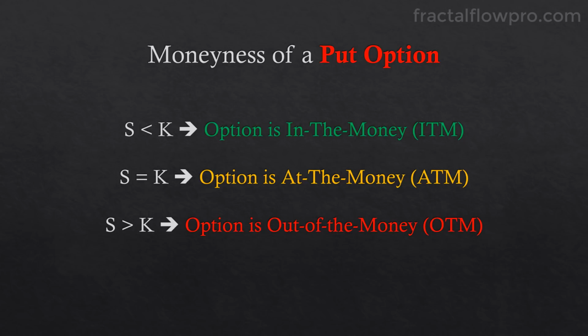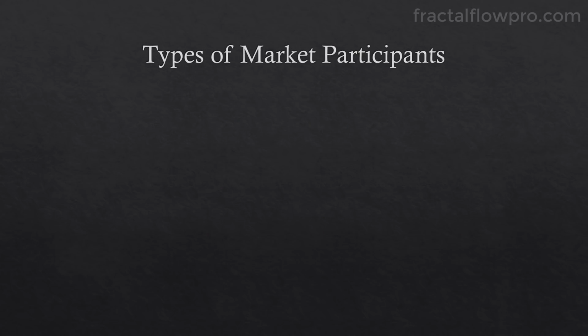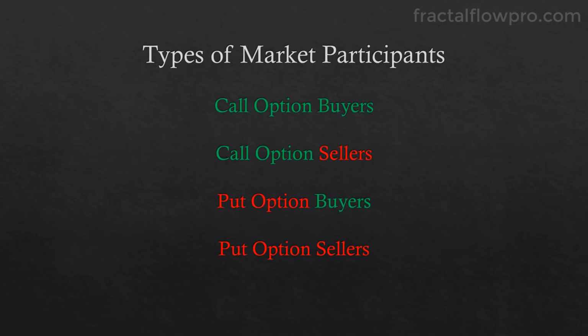So far, we've seen what happens when you buy an option contract. The purchase of an option contract means you are buying a right to negotiate the underlying stock at a fixed price in the future. However, if you are buying an option contract, there must be someone else on the other end of the transaction. This leads us to the fact that there are 4 types of participants in the options market. We have call option buyers, call option sellers, put option buyers, and put option sellers.